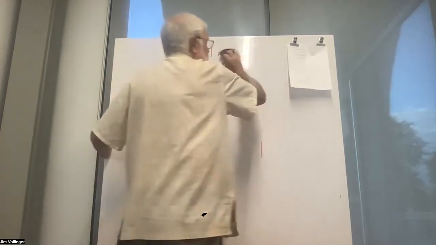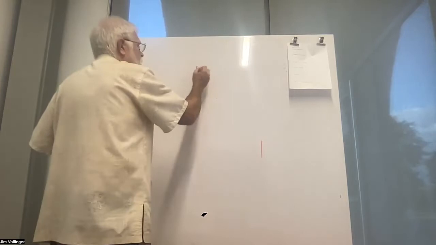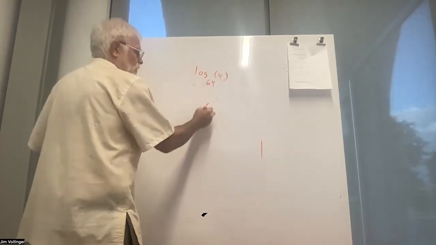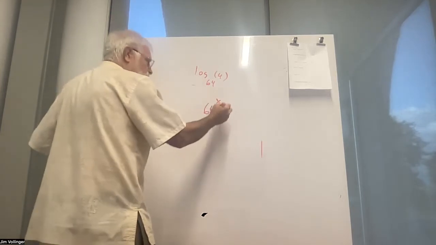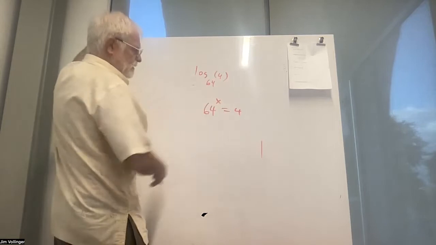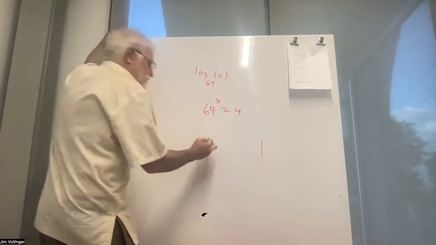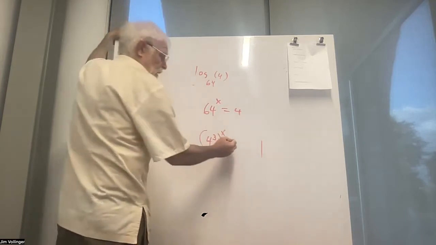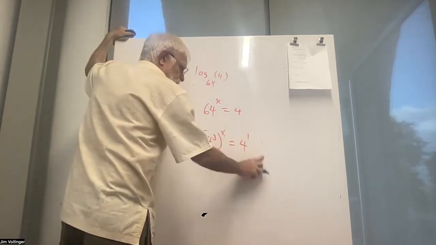Let's see, what's next? What other one did you do in class? You did log base 64 of 4. So we want to know 64 to the what equals 4. I can't say anything because they're not the same base. Oh yeah, 64 is 4 cubed. I can do that. I know 4 is raised to the 1.